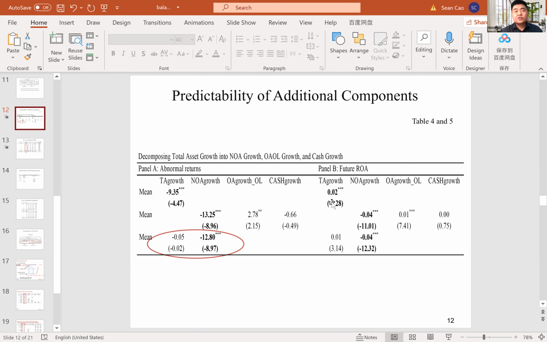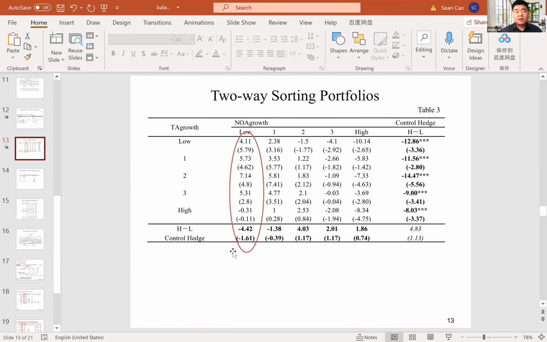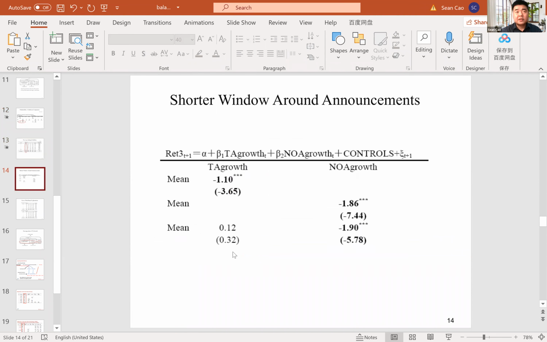Actually, there are two steps to calculate these variables. First, you should use the original balance sheet variables to calculate total asset growth, and then use total asset growth to do the table. I already give you the calculated total asset growth and NOA growth, so that saves you a lot of time. All you need to do is the regressions and the sorting. That's the project I give to you.